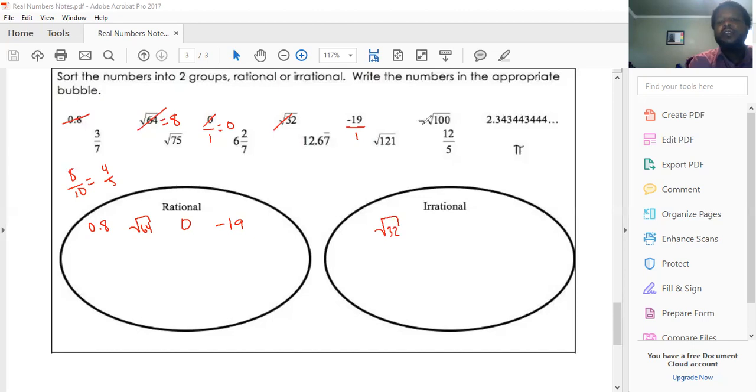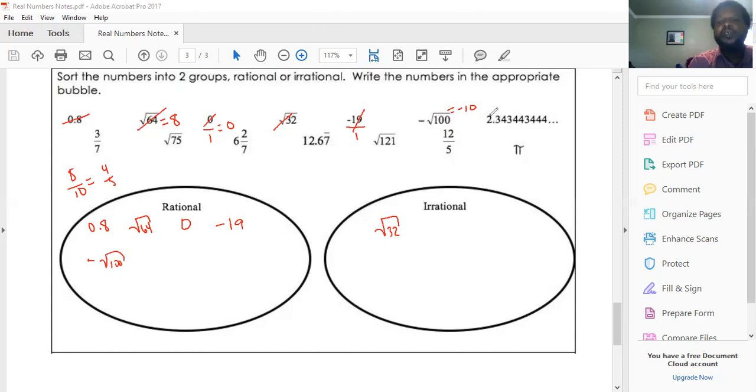What about negative square root of 100? What's the square root of 100? The square root of 100 is 10, and the negative is not under the square root, so I can apply it after doing the square root. So what I end up with is just negative 10. And so yes, that is a rational number. So negative square root of 100 is a rational number.